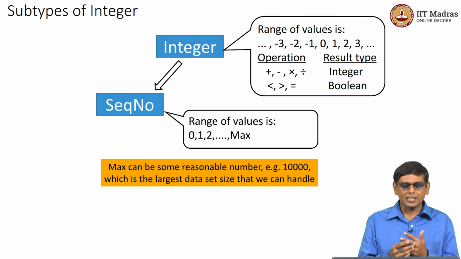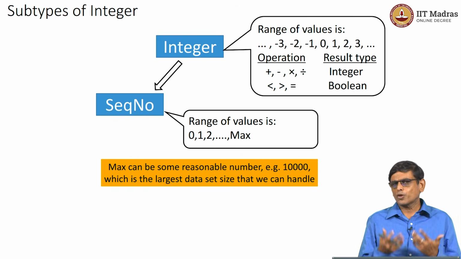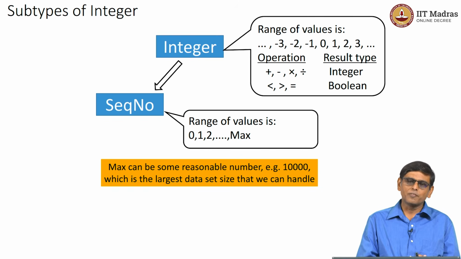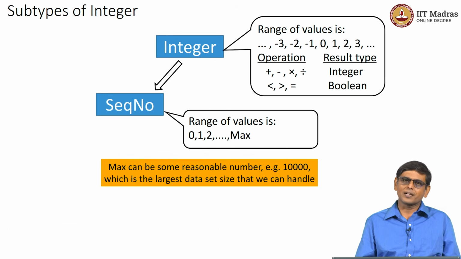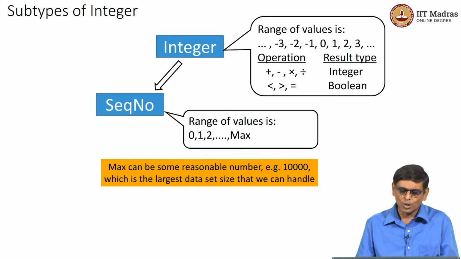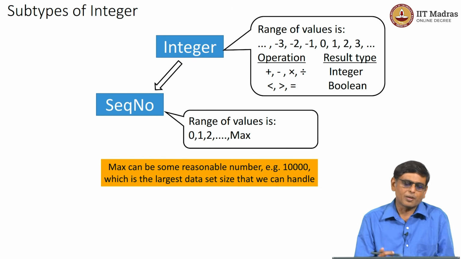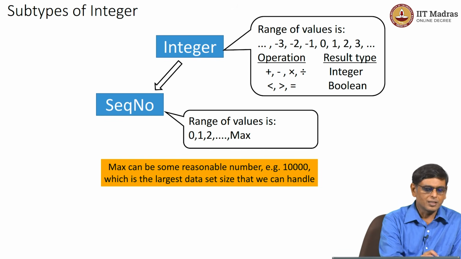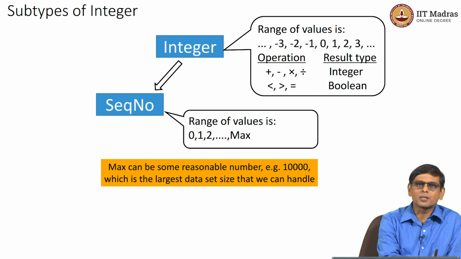So in our example set we could even set the max to 100, but computers can handle much larger numbers. When we do it physically by hand, we would like to keep the data set small, but computers can basically handle even 10,000 or 100,000 or more. So we can keep max as some large enough number, something like 10,000 might be reasonably okay, in which case the range of values that sequence number is expected to have is anywhere from 0 to max.